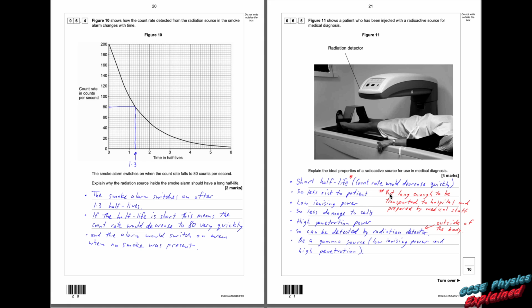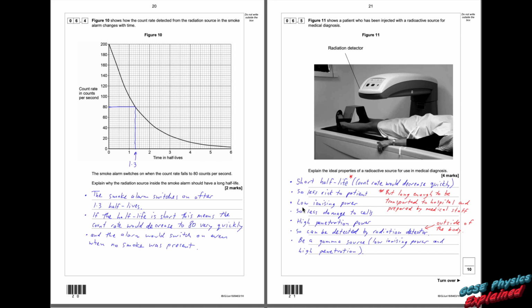Now, the half-life should actually be long enough though, so that it can be made in a lab and then transported to the hospital and prepared by the medical staff before it gets injected into the patient. So a half-life of a few days should be fine.